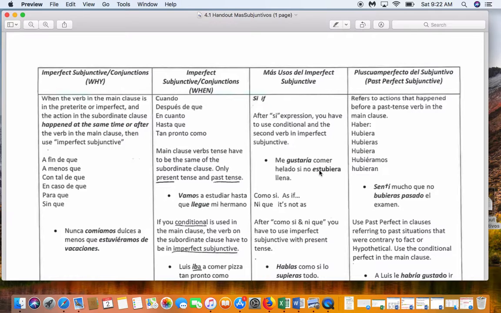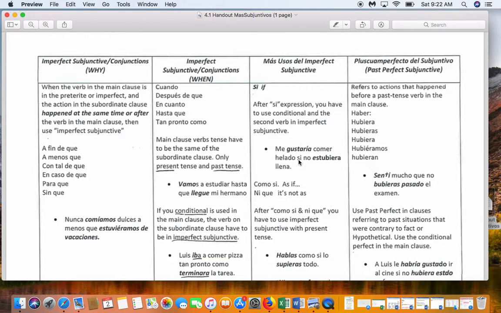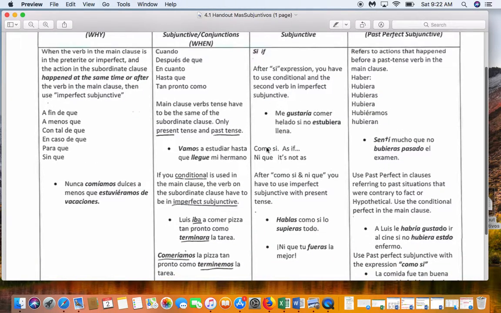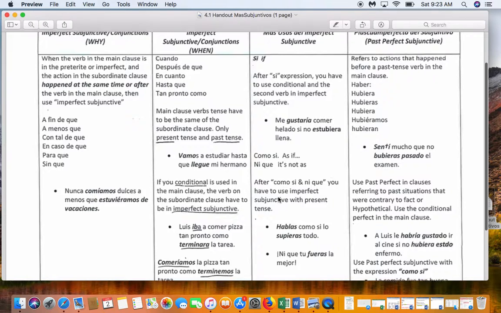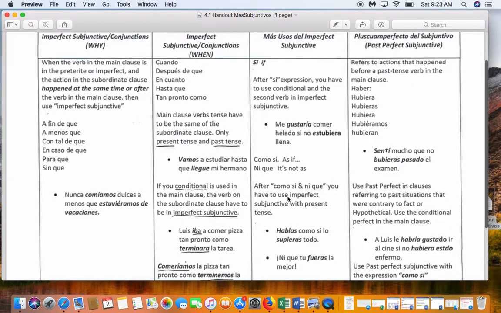Okay, so after si, that verb has to be imperfecto del subjuntivo, and the other one has to be conditional, all right, all the time. And the same thing with this one right here, como si, as if, and ni que, which is not as. You have to ask, after those two expressions, you must use imperfecto del subjuntivo, but then the second verb has to be in present tense, okay?